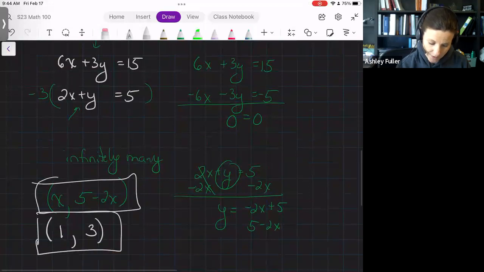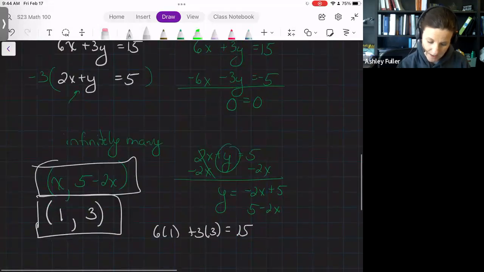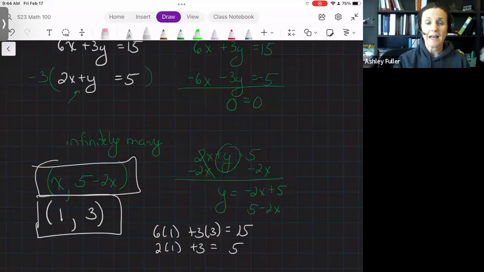To prove that 1, 3 will work, I can plug it into either equation, and I get 6 plus 9, which is 15, and I can plug it into the bottom equation. 2 plus 3 is 5. Again, any x you give me, I can then solve for the y, and there will be infinitely many solutions.